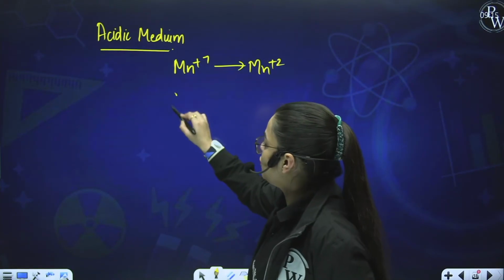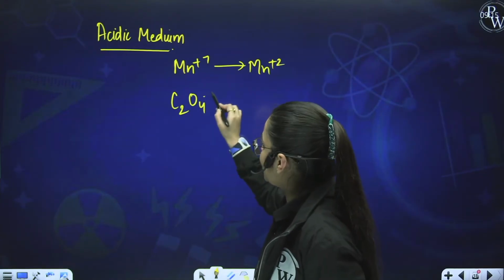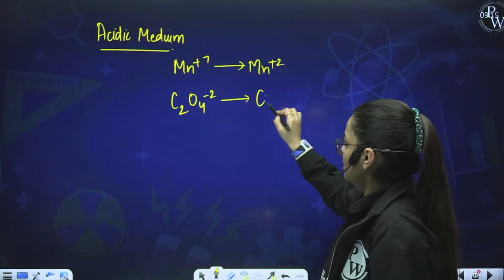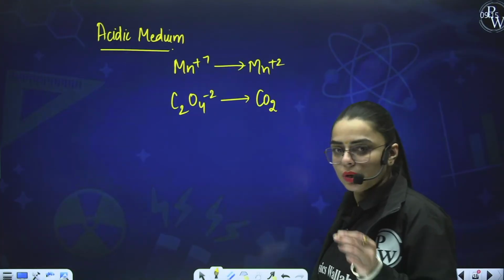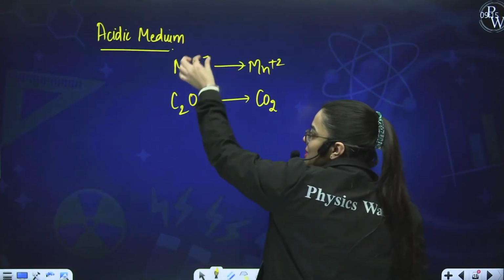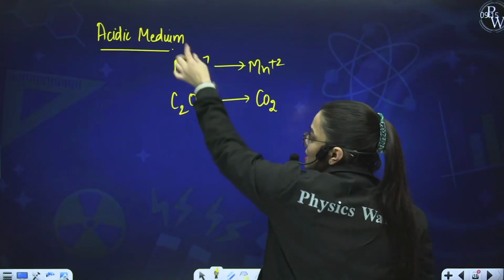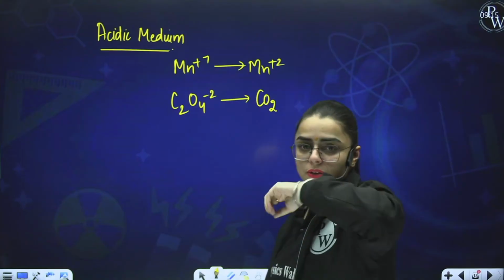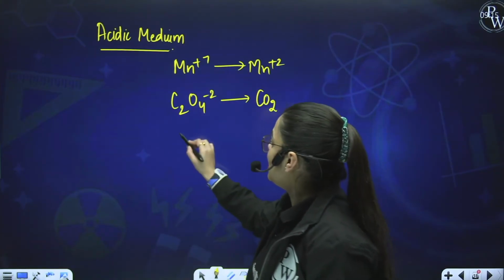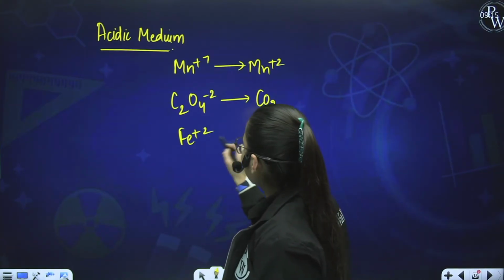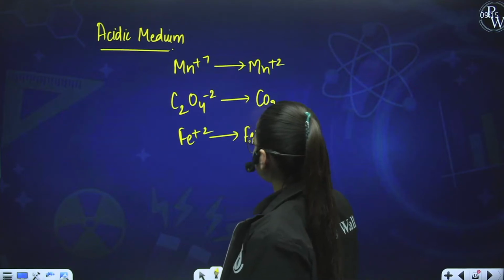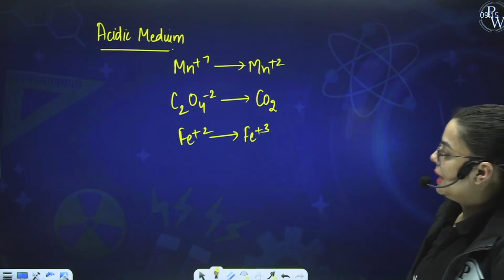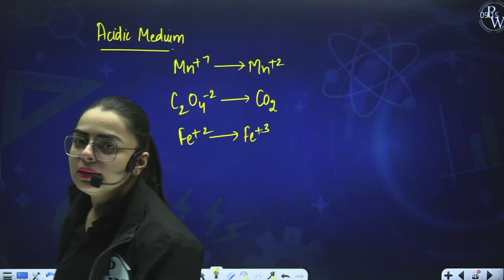For example, if you react it with C2O4 minus 2, what will happen? It will convert it into CO2, just as we did in the previous reaction. The reaction is Mn plus 7 plus C2O4 minus 2 plus H positive. So you know what the product is? Product will be Mn plus 2 plus CO2. Similarly, over here, if it reacts with Fe plus 2, it will convert into Fe plus 3. Is it clear to you all?